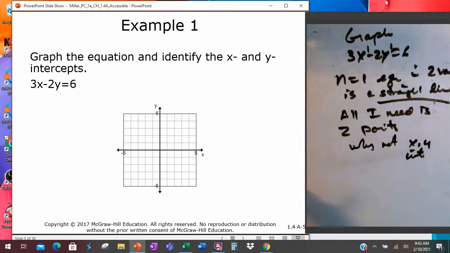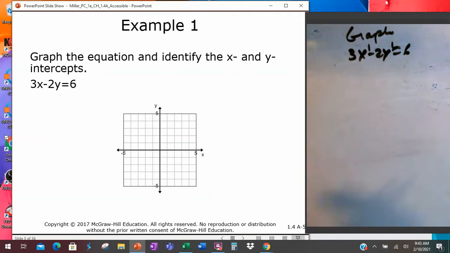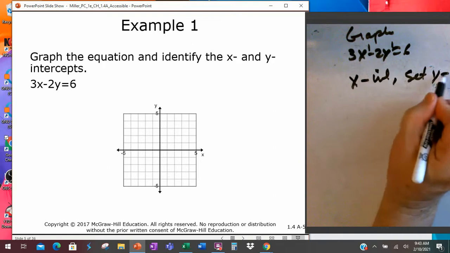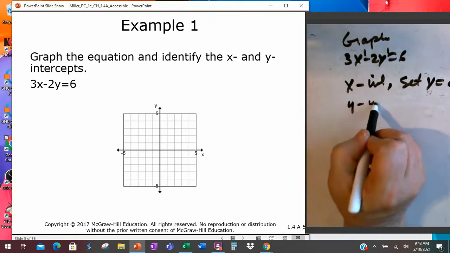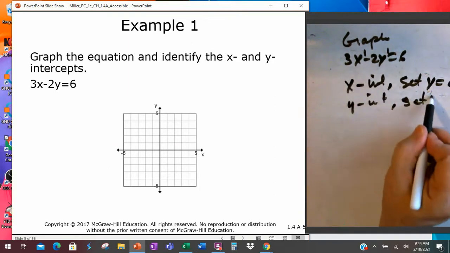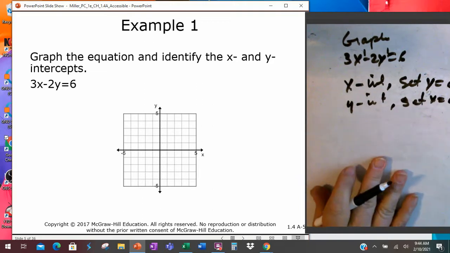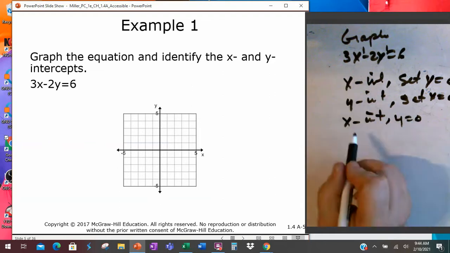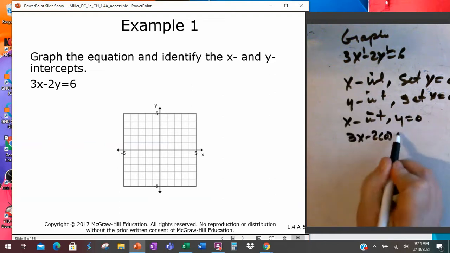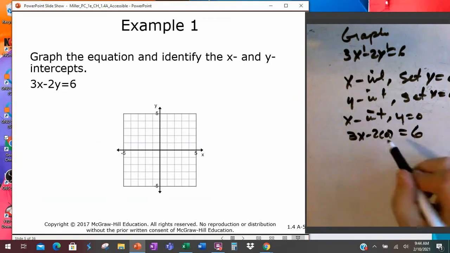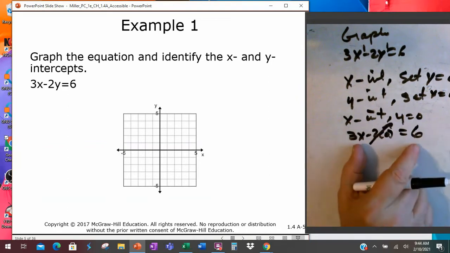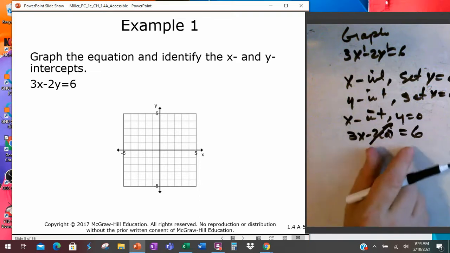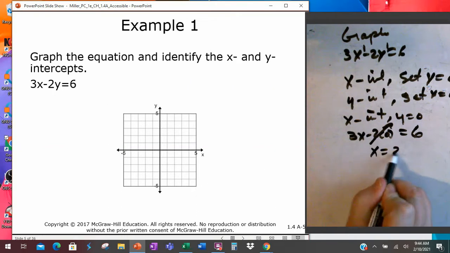So all I'm going to do is what I said last lecture. To find the x-intercept, I set y equal to 0, and to find the y-intercept, I set x equal to 0. Then I'm going to do a quick graph of those things. So let's do the x-intercept. Set y equal to 0, so 3x minus 2 times 0 equals 6. Well, that goes out, and then all I have to do is solve. Divide both sides by 3. We learned how to do that. One particular value makes this true: x is equal to 2.